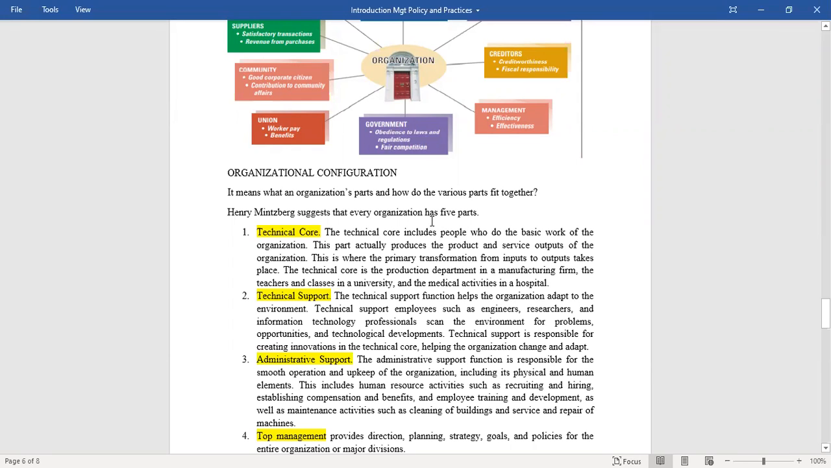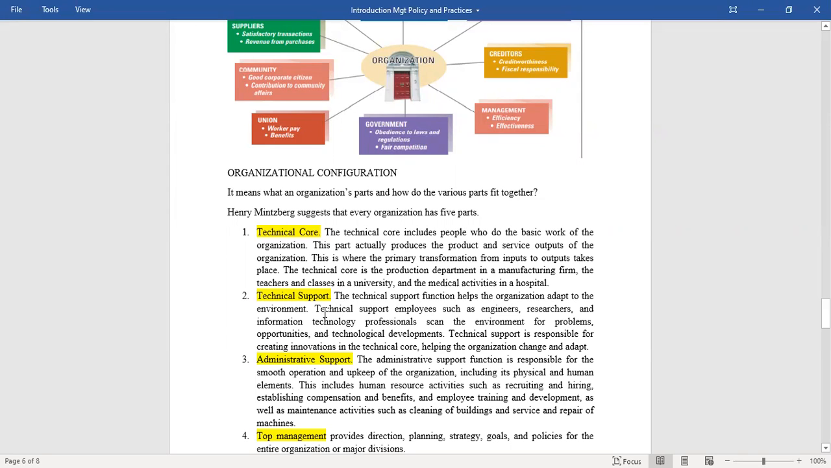First is the technical core. The technical core includes people who do the basic work of the organization. This part actually produces the product and service output of the organization. This is where the primary transformation from inputs to outputs takes place. The technical core is the production department in a manufacturing firm, or for example, if it's a university, then it's the teachers. If it's the hospital, then it's the doctors and the paramedic staff, etc. So this is the technical core.